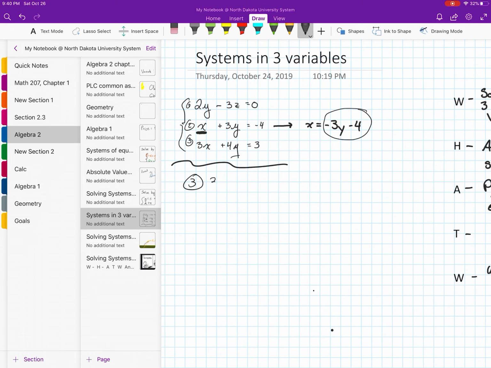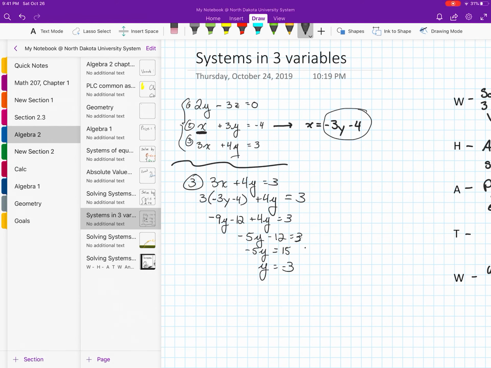We can substitute this anywhere we see x. Let's start with equation 3. Instead of 3x plus 4y equals 3, I'm going to use my new expression for x and say 3 times negative 3y minus 4, plus 4y equals 3. I'm pretty sure my stylus is getting low on juice. Hopefully we can finish before it dies. I'm going to distribute this 3 now to everything in the parentheses, right? Negative 9y minus 12 plus 4y equals 3. Negative 5y minus 12 equals 3. Negative 5y equals 15. And y equals negative 3.